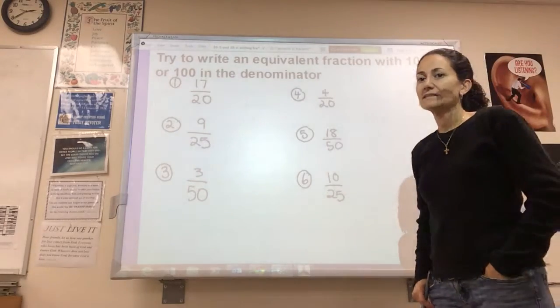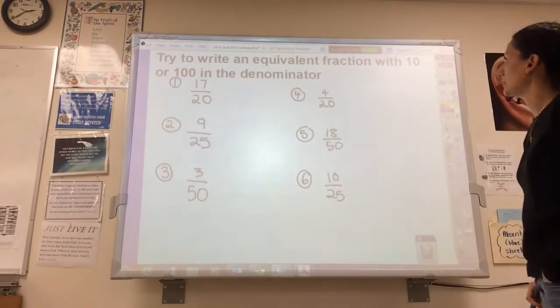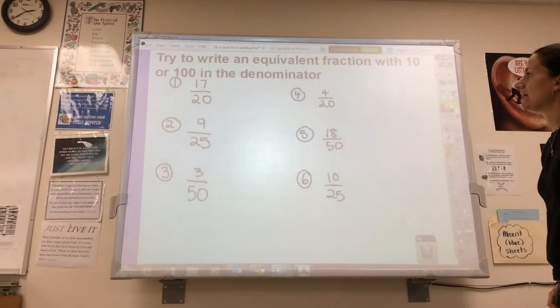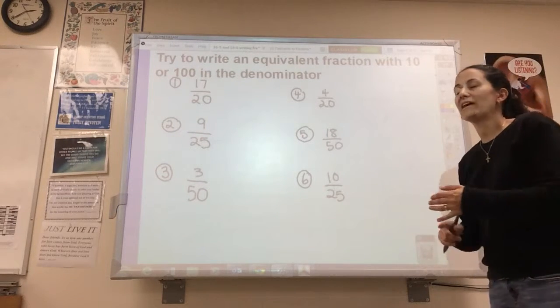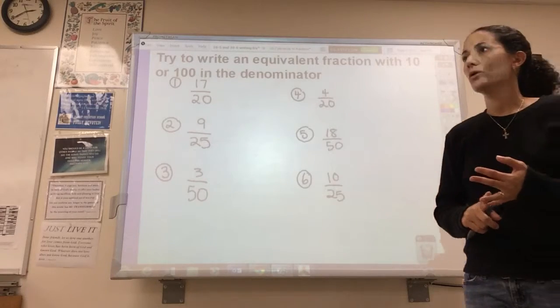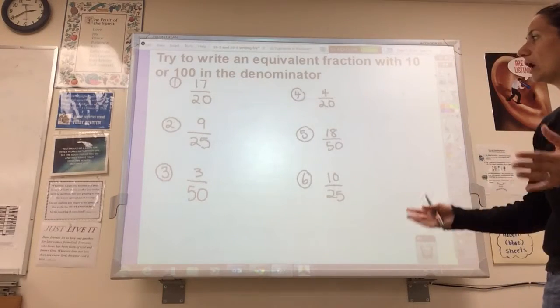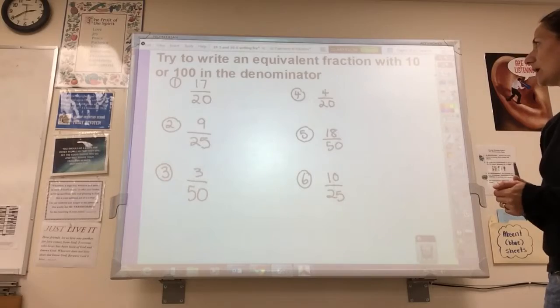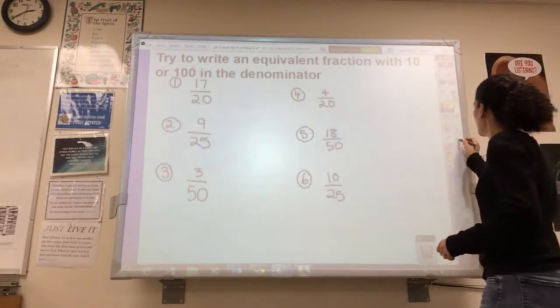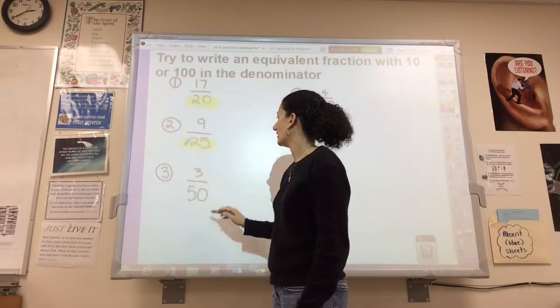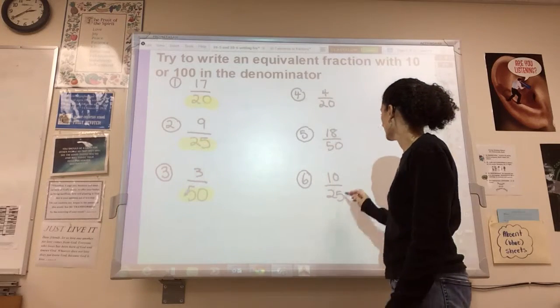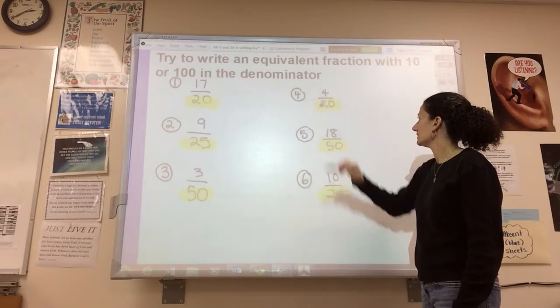Now, here's the last situation that you will need to be concerned with today. And that is when you have a fraction that doesn't have 10 or 4 or 2 or 5 or 100 in the denominator. Take a look at these denominators here. Look, 20, 25, 50. There's 25 and 20 and 50 again.